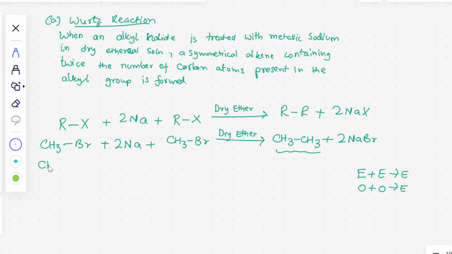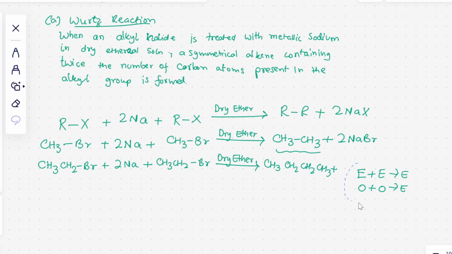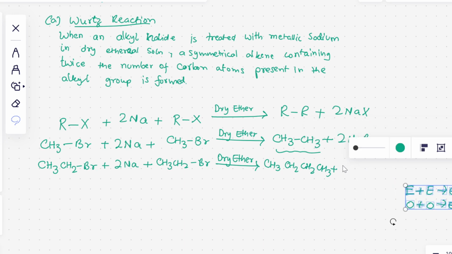Suppose we take another example, CH3CH2Br plus 2Na plus CH3CH2Br in dry ether. We get CH3CH2CH2CH3 plus 2NaBr.